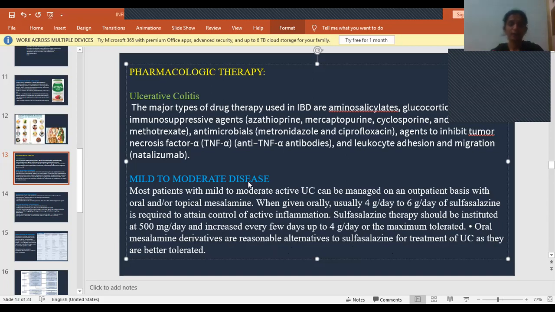So in case of mild to moderate disease, initially we'll start the patient on oral or topical mesalamine derivatives. Sulfasalazine can be given at an initiation dose of 500 mg per day, and we can go up to 4 grams per day. Compared to sulfasalazine, oral mesalamine derivatives are more tolerable.